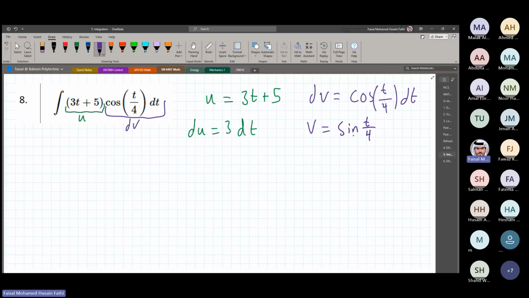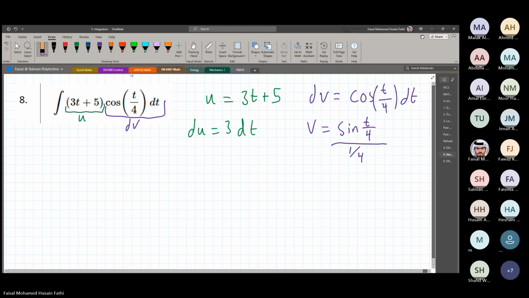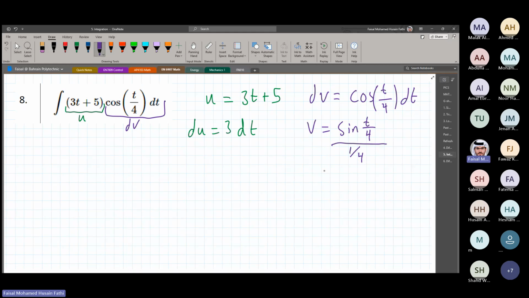But we have to divide by 1 over 4, because t over 4 is the same as saying 1 over 4 times t. Right? So we have to divide by 1 over 4. In other words, v is simply equal to 4, because 1 over 4 is 4 over 1 if we take it up. So 4 sine t over 4. Okay?